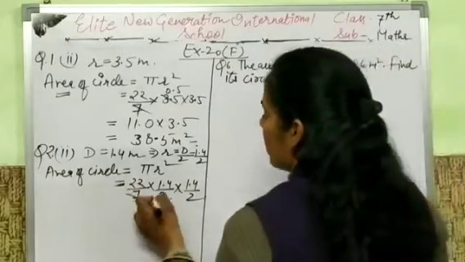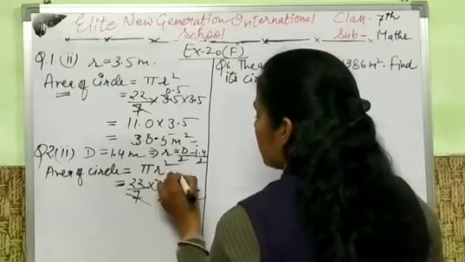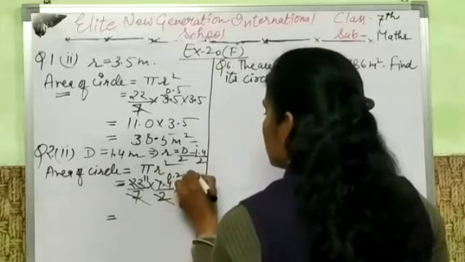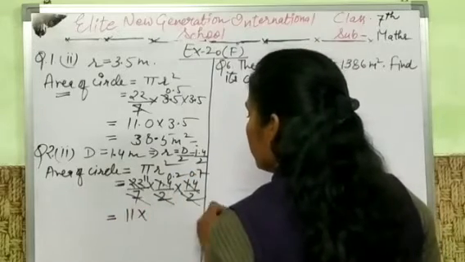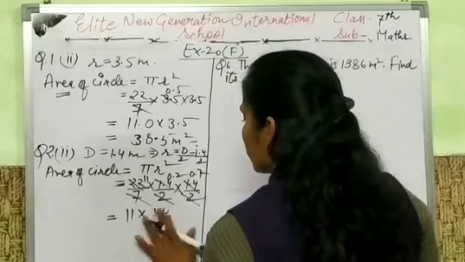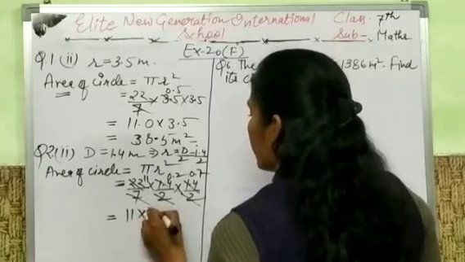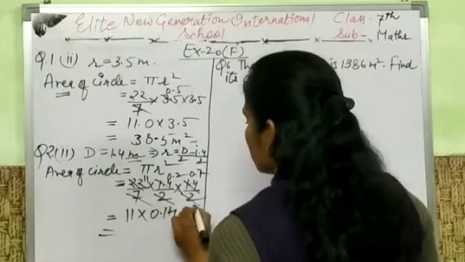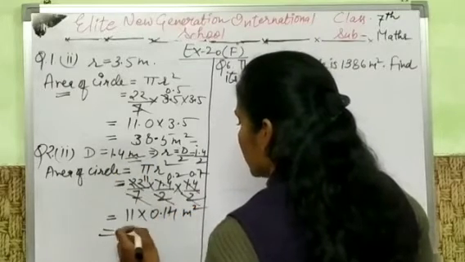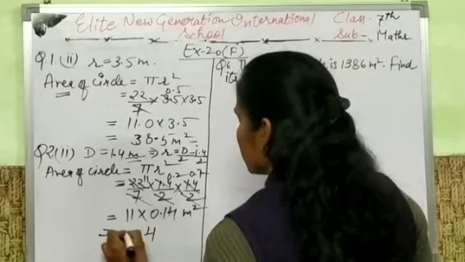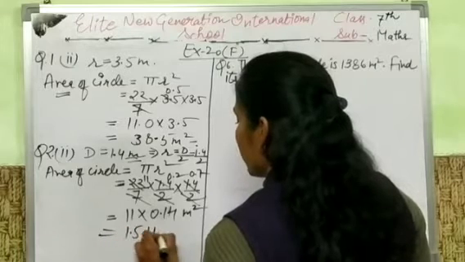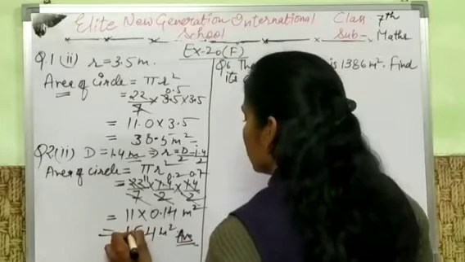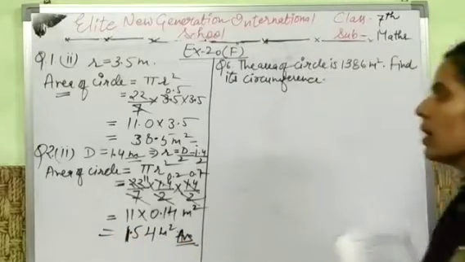So now we can easily find it. 0.2 from here, 11. So 0.7. So 11 into 0.14, right? And here meter square. And when we multiply it, 1.54 meter square is the area of the circle. Okay, this one is the answer.